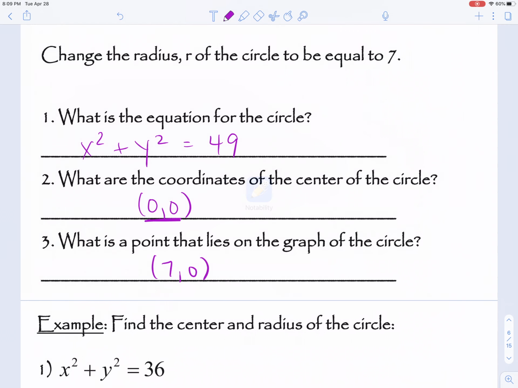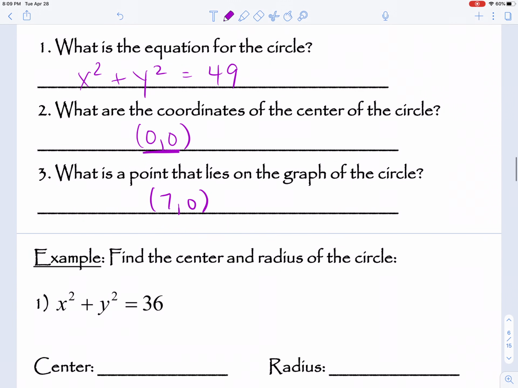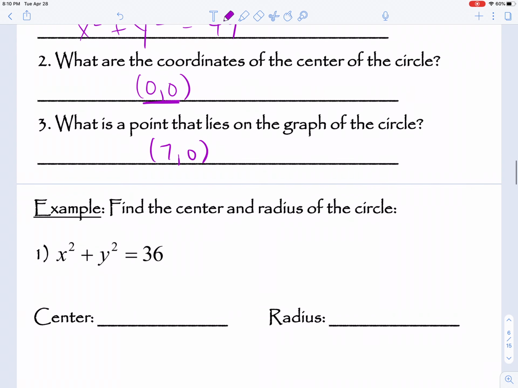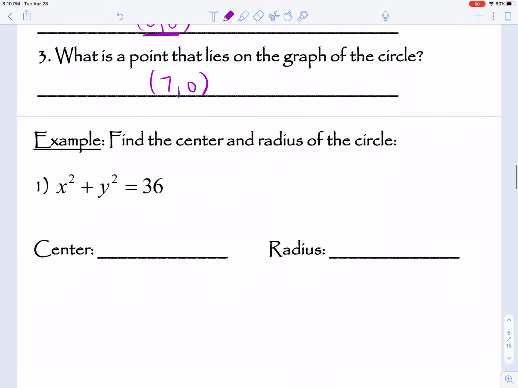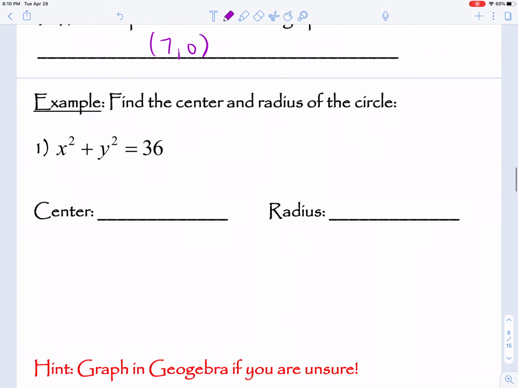So you can type these equations into the calculator. Again, they are not functions. Circles do not pass the vertical line test, so they're not functions. You can't get a table of values, but you could look at the points on the graph.